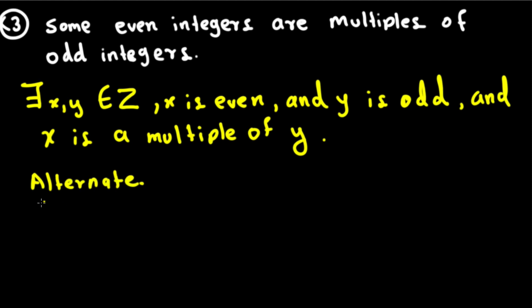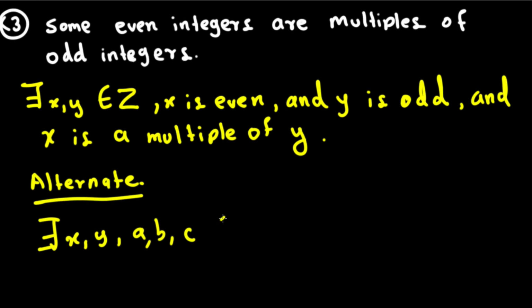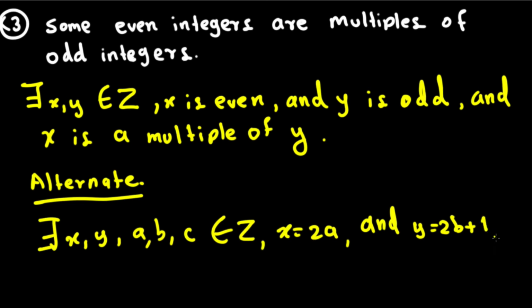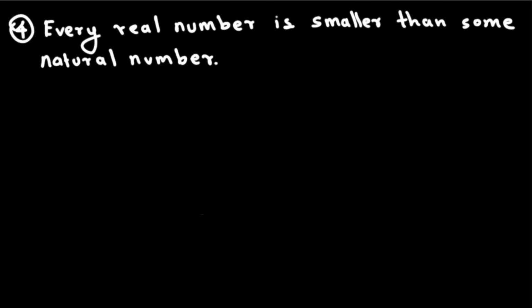In the alternate way, we can write this one as: there exist x, y, a, b, c belonging to the integers such that x is equal to 2a and y is equal to 2b plus 1 and x is equal to yc. Okay, so this is another way to write this one. Now let's look at the next one.